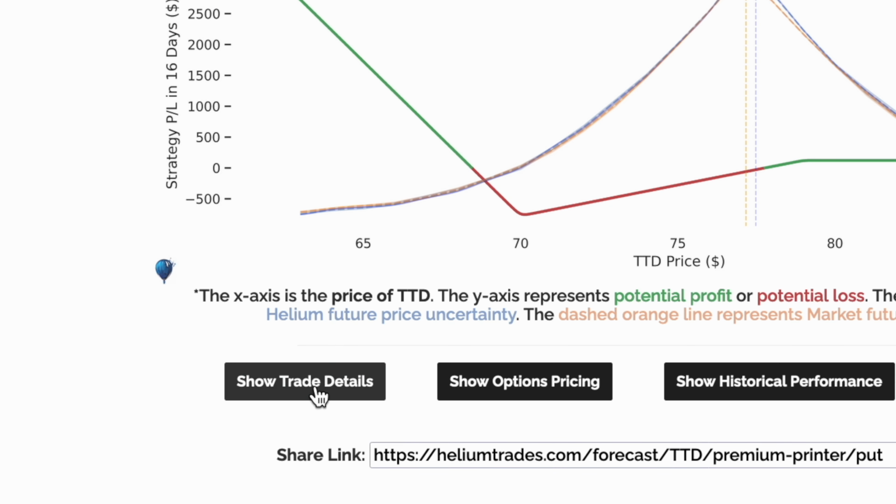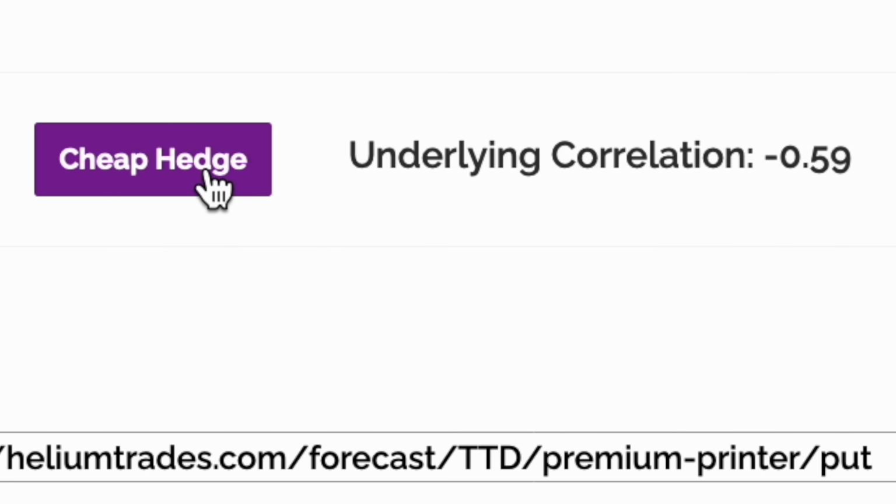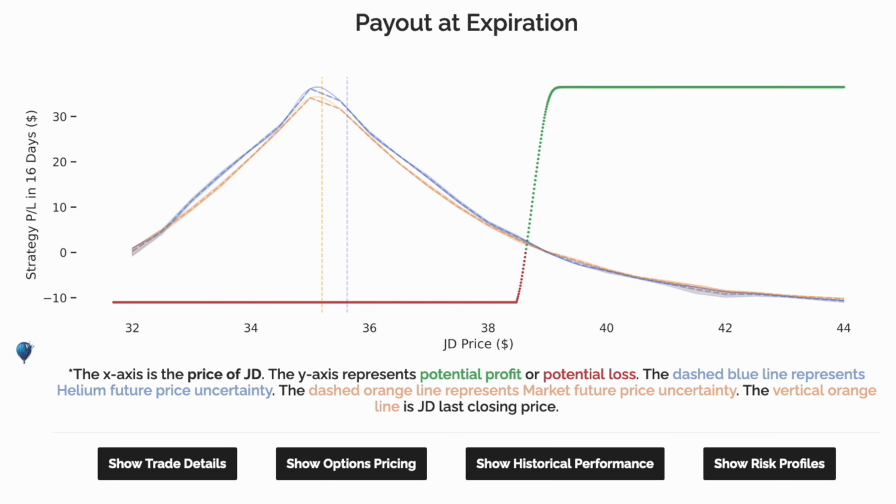Let's click on Show Trade Details. You can see that for this trade, Helium found a cheap hedge with an underlying correlation of negative 0.59. Here's the hedge trade that Helium identified.